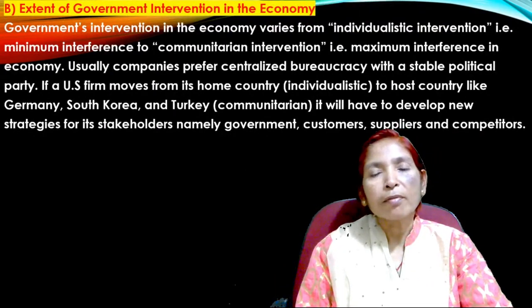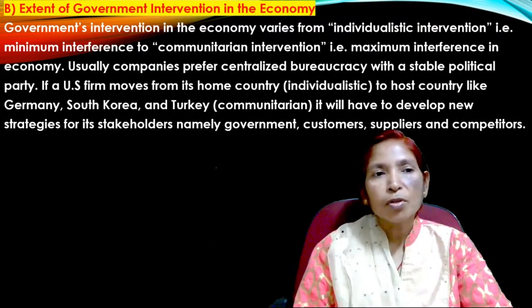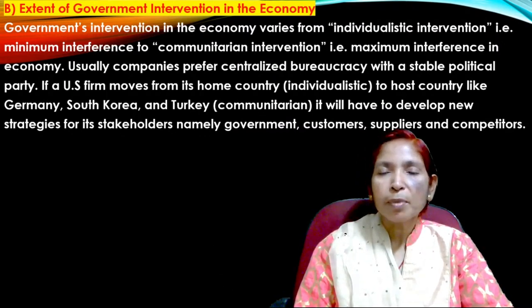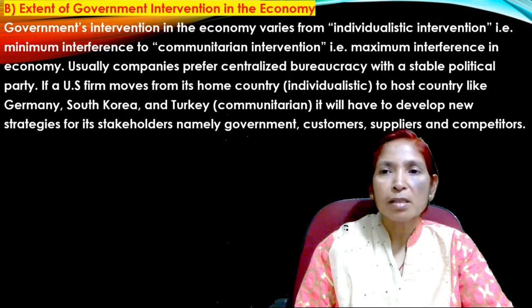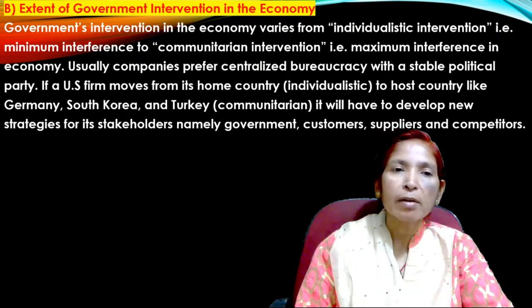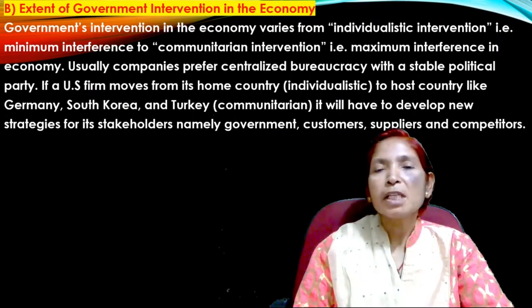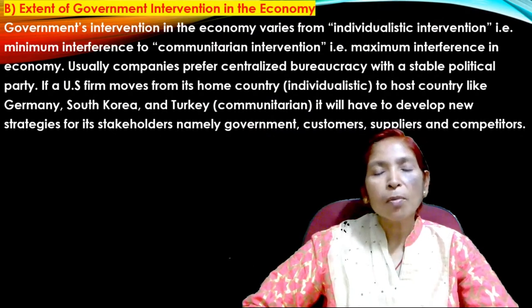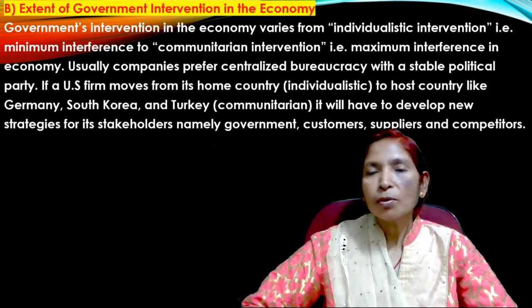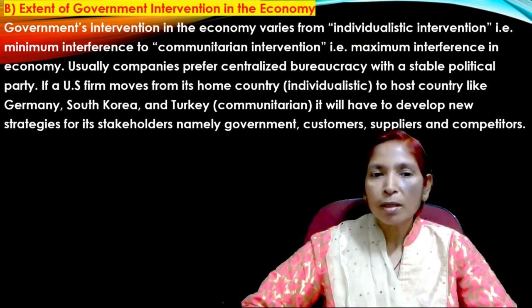Next is extent of government intervention in the economy. Government intervention in the economy also affects international business activities. If government interferes in most of the business activities, then some companies cannot freely enter into business activities. So government intervention in the economy varies from individualistic intervention, for example, minimum interference, to communitarian intervention or maximum interference in the economy. Usually, companies prefer centralized bureaucracy with a stable political party. If a US firm moves from its home country to a host country like Germany, South Korea, and Turkey, which are communitarian, it will have to develop new strategies for its stakeholders, namely government, customers, suppliers, and competitors.